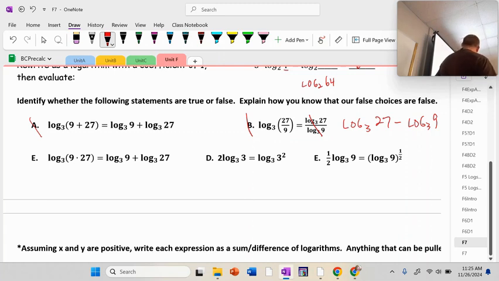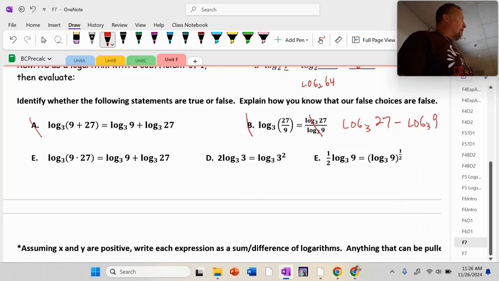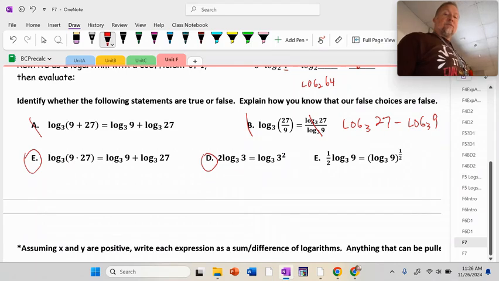Is E good? Did I skip something? There's two E's. That must be C. Okay, but anyway, is this E good? Yes or no? Is this literally the rule? That's literally the rule. Is D a rule? Yes or no? Does this work? Yes, that's literally the exponent rule.